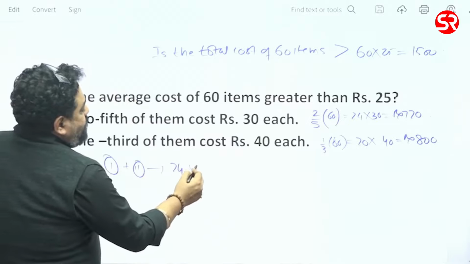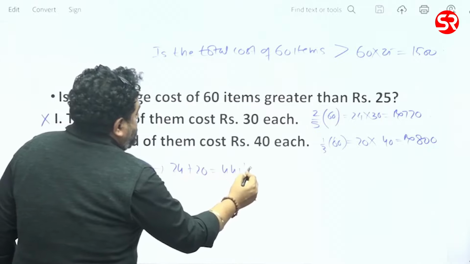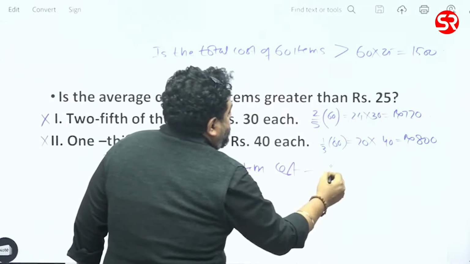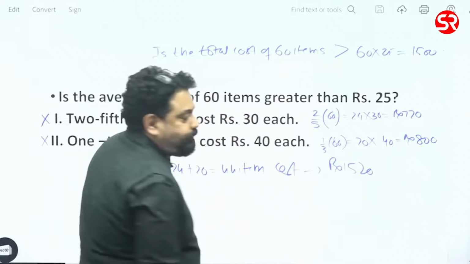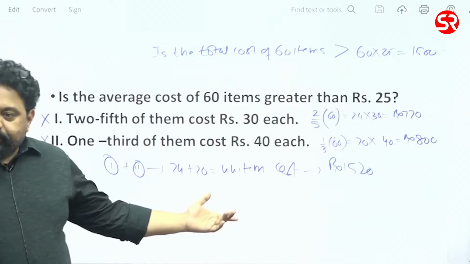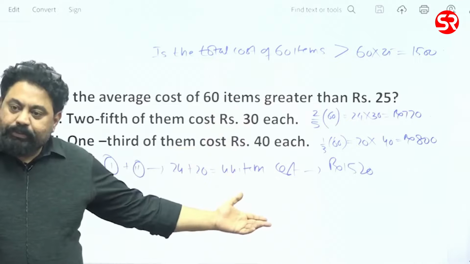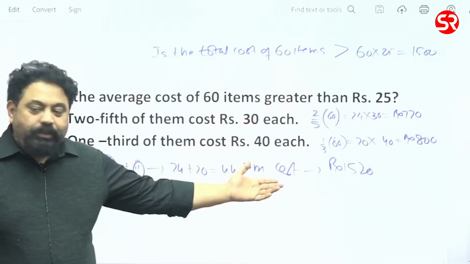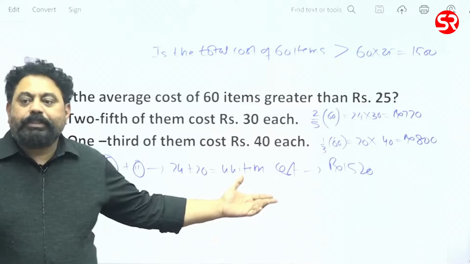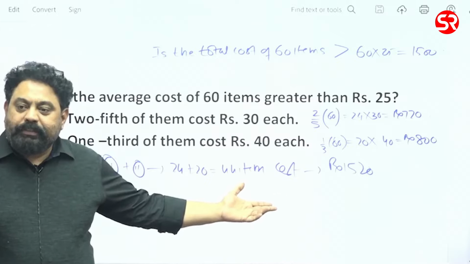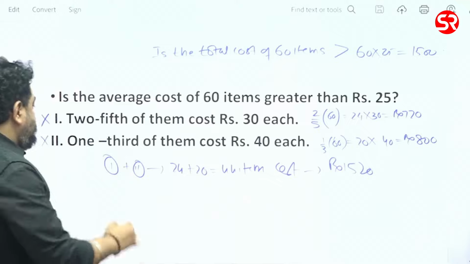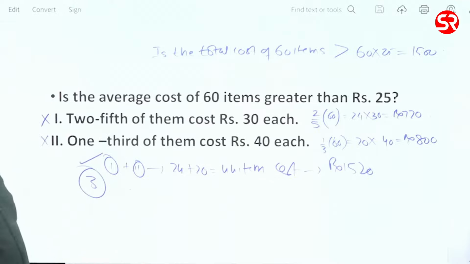24 items plus 20 items, 44 items cost how much? Rupees 1520. 44 items by statement 1 and statement 2 together, 24 plus 20 is 44 items, cost rupees 1520, which means the remaining 16 items would definitely make it greater than 1500 rupees. So definitely the answer is coming. Answer is 3. Killer. Cost of 44 items is rupees 1520, which means the cost of 60 items would definitely be greater than 1500.